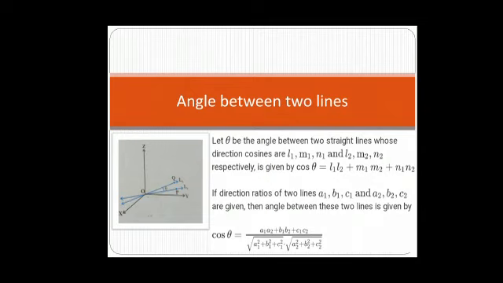Now let us come to angle between two lines. Let theta be the angle between two lines whose direction cosines are L1, M1, N1 and L2, M2, N2 respectively.